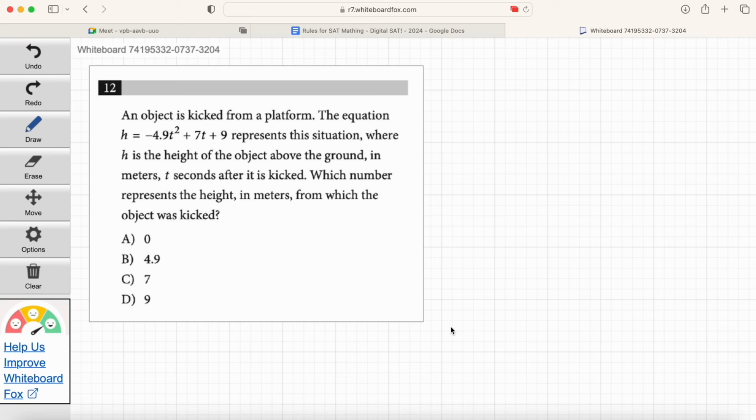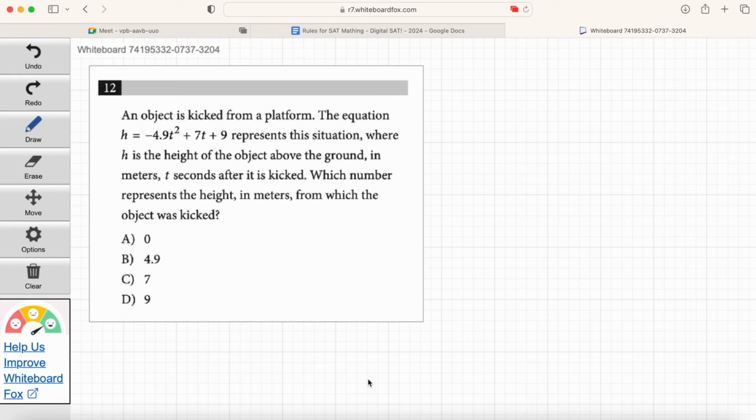Go and read number 12 for us, please, Ruby. An object is kicked from a platform. The equation represents the situation where h is the height of the object above the ground in meters, t seconds after it is kicked. Which number represents the height in meters from which the object was kicked?